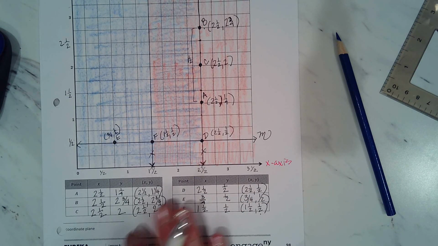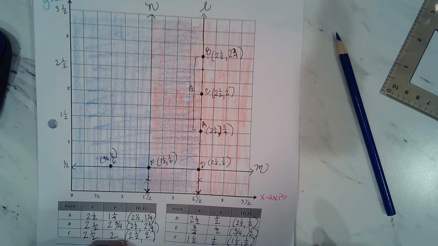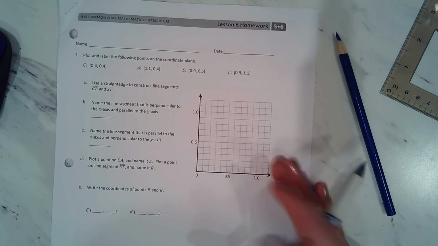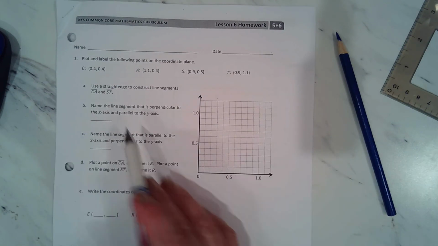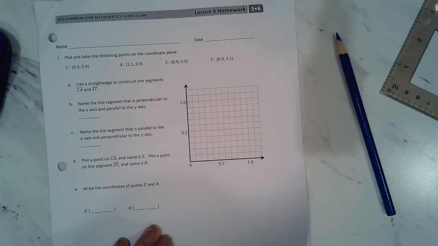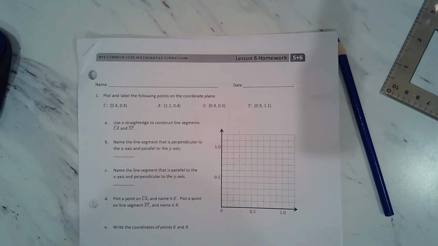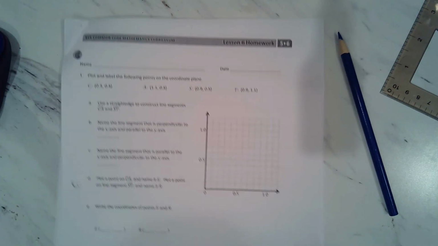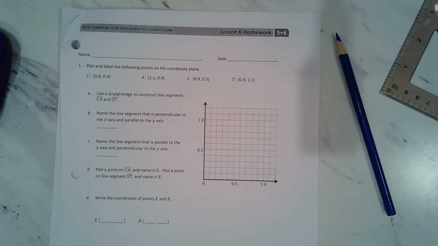All right, so we're done with that. So now it's time for problem set. In your problem set, it's simply plotting the points. Name the segment that is perpendicular to the x-axis and y-axis. Oh, this is it. You just have it go straight into homework. So that is it for today.